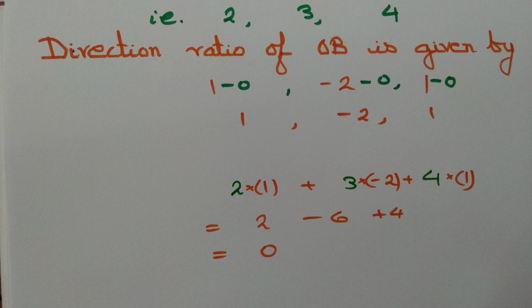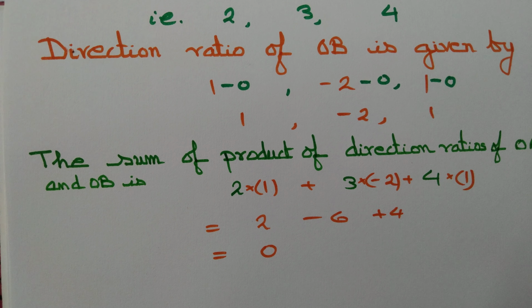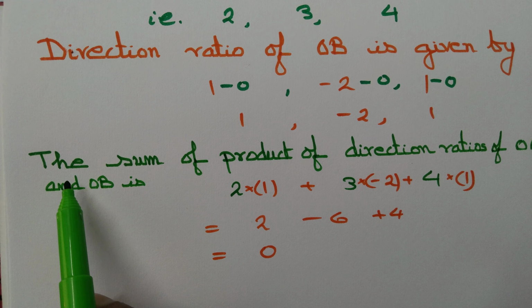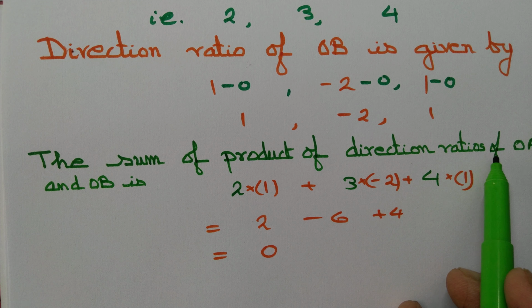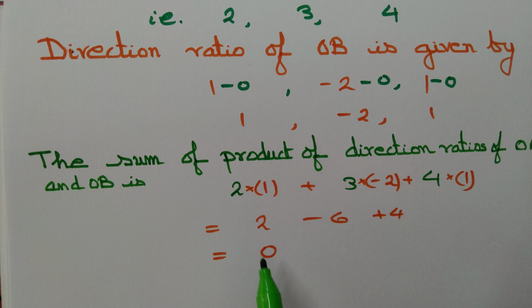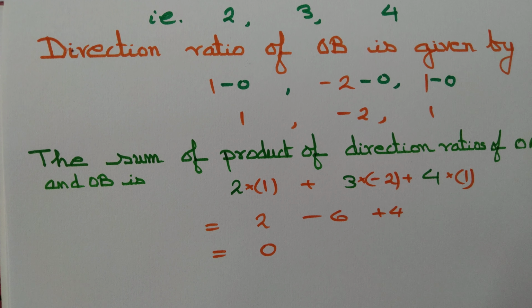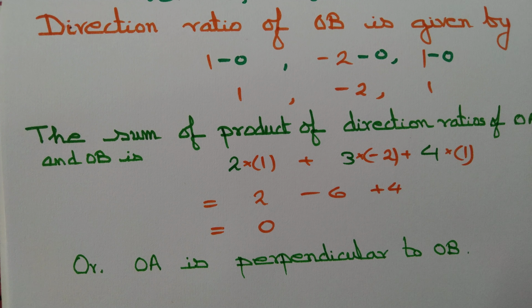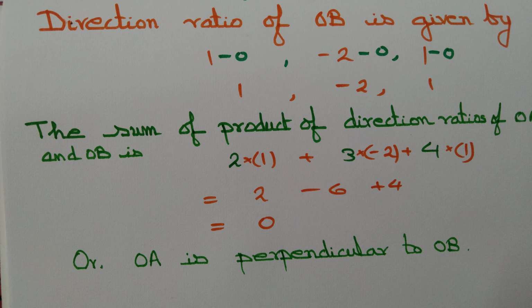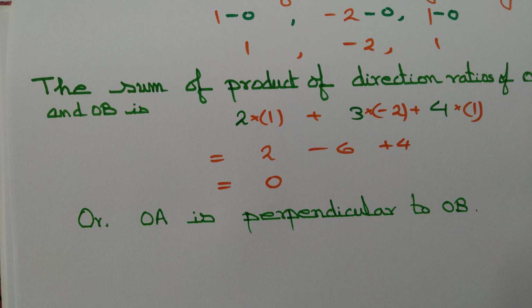And if this is 0, we conclude that OA is perpendicular to OB. And thus we find that the sum of the product of direction ratios of OA and OB is equal to 0, and we conclude OA is perpendicular to OB. That is, OA is perpendicular to OB, or the angle between OA and OB is equal to 90 degrees.